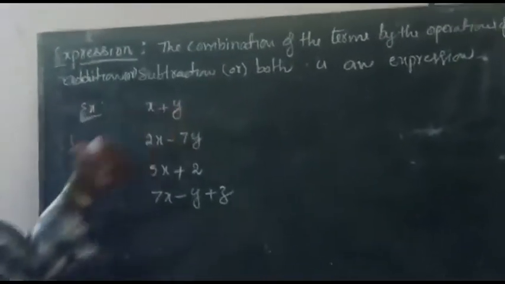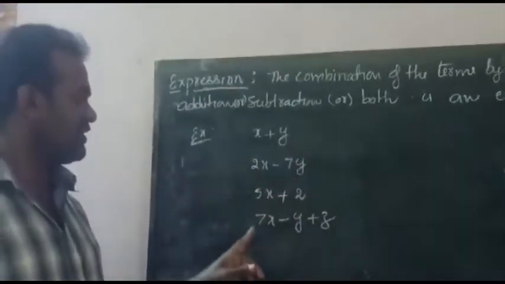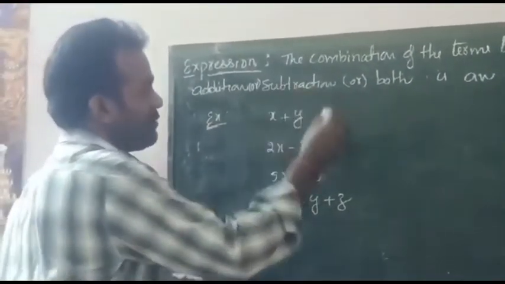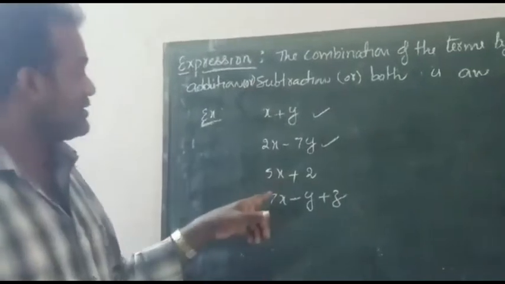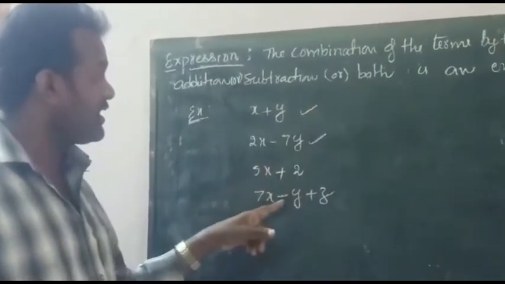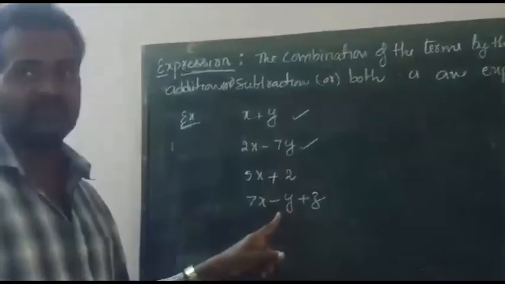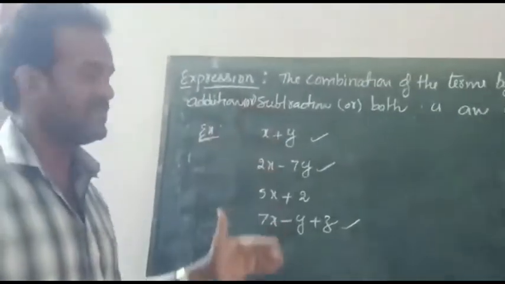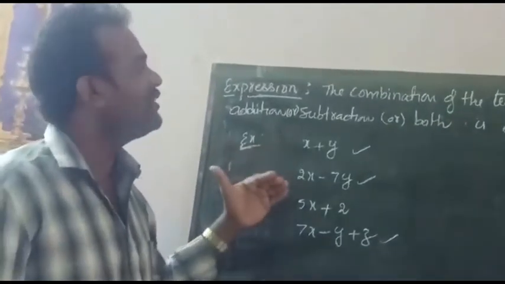x plus y is one example, 2x minus 7y, 5x plus 2, 7x minus y plus z. Here there is addition, subtraction, and next, both, that means addition and subtraction together. These are the examples of expression.